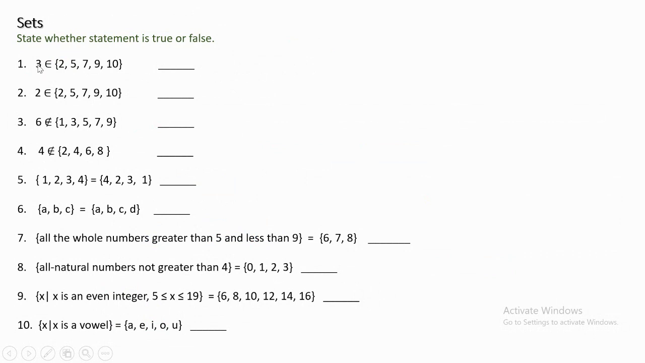This reads like this: 3 is an element of the set containing the elements 2, 5, 7, 9, and 10. Is this true or false? This is false because 3 is not inside the set. Number 2: 2 is an element of the set containing 2, 5, 7, 9, and 10. This actually is true because 2 is inside this set here. That's how you read it: 2 is an element of the set.